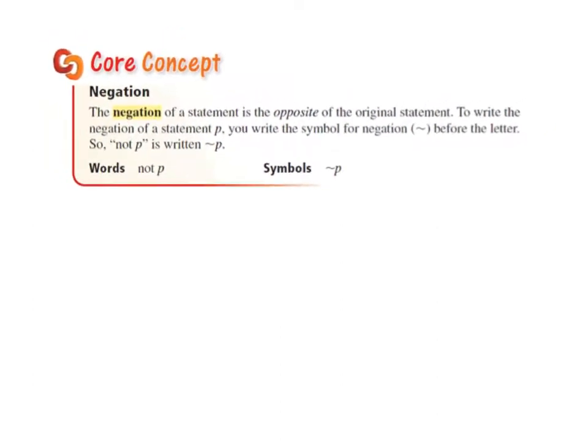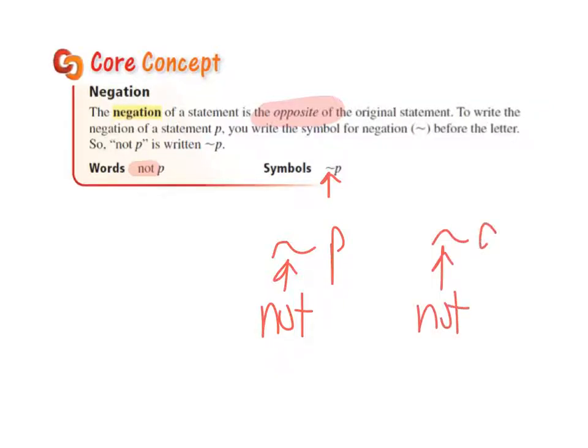Okay, the negation. Anytime you negate something, you're making it the opposite, basically. So the negation is the opposite of the original statement, and in words, we say not whatever it is. So the room is not dark would be a negation. The symbol for it is this little squiggle mark right here in front. So that says not P, or not Q, or whatever it happens to be.